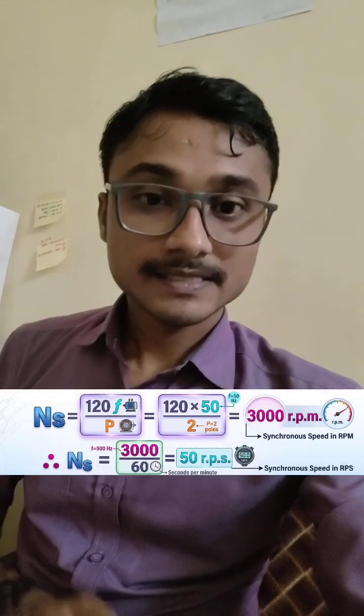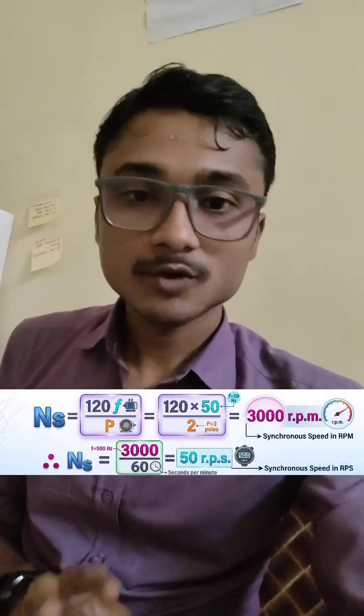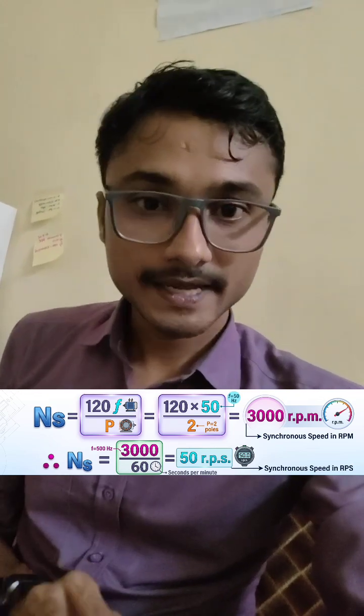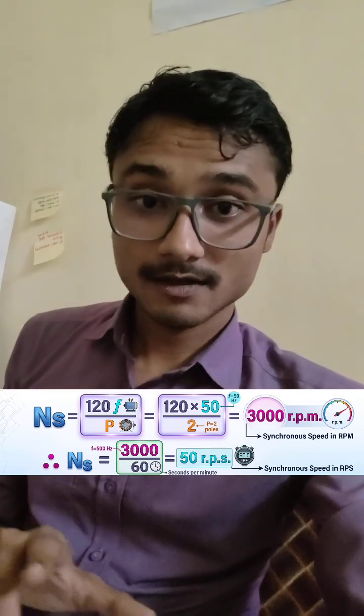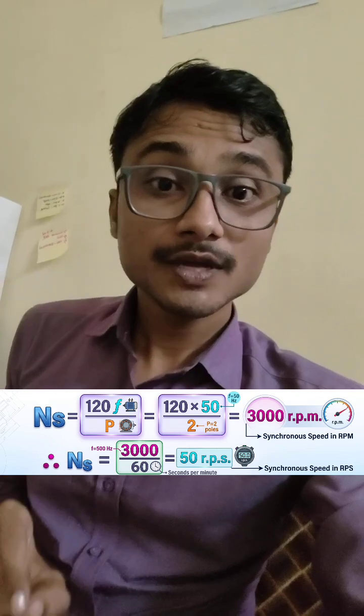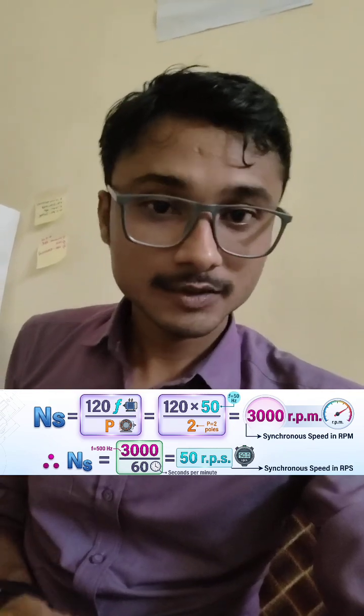Okay. So let's consider the number of stator poles to be 2. Then the synchronous speed Ns equals 120 f divided by P, where f is the frequency and P is the number of poles. If you put in the values, frequency 50 hertz and poles 2, then we will get 3000 rpm as the synchronous speed.